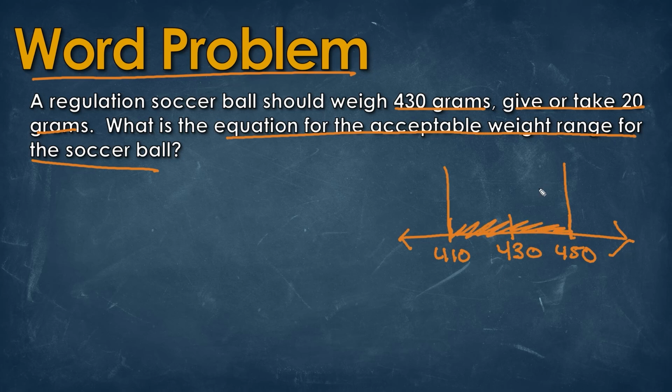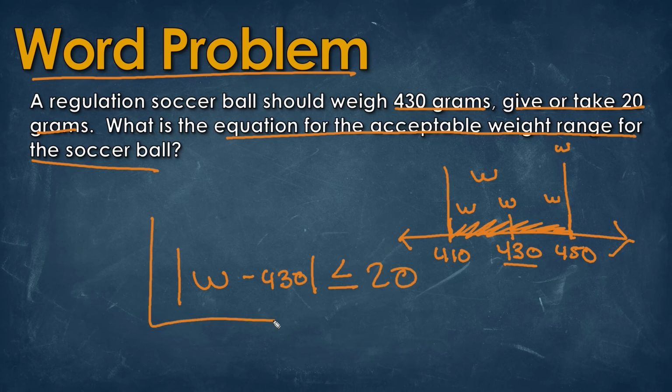And that weight, which we can call W, could be right at 450, could be right at 430, could be somewhere in between. It could be any of these values. So when we write the equation, we have to think in terms of absolute value. We could see it in terms of the weight of that soccer ball, minus whatever that middle number is, the middle ground. And then what we want to see is that that weight has to be less than or equal to a range of 20, plus or minus 20. And that would be the equation for this.